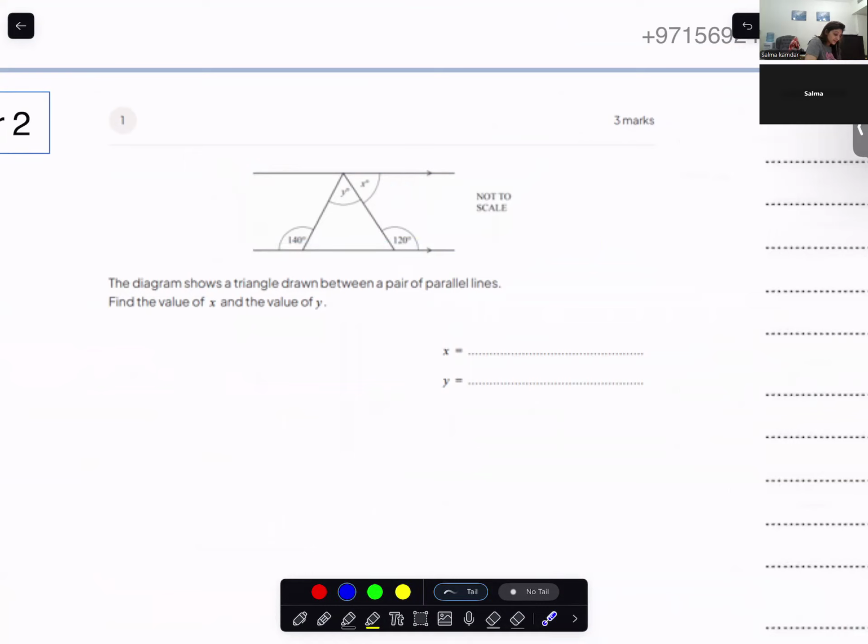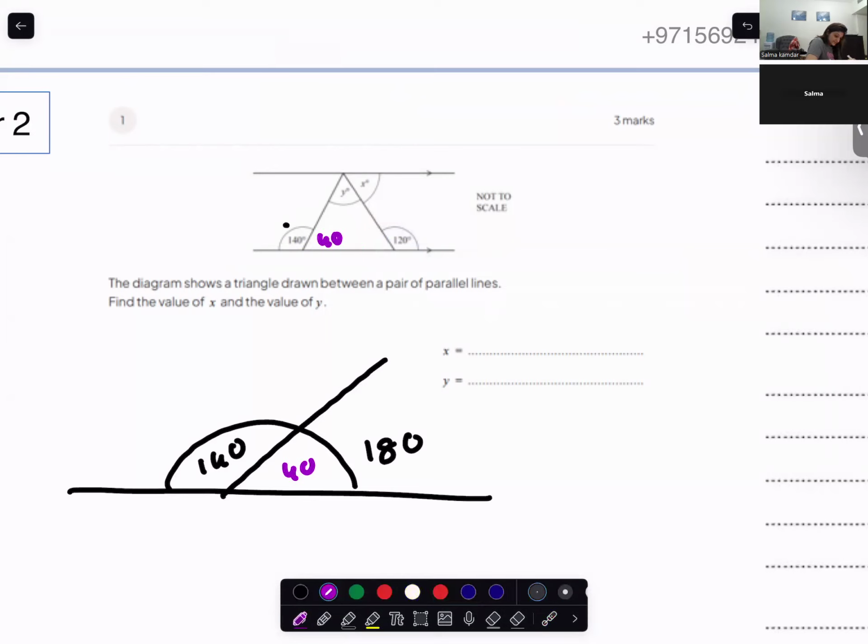But first I will try to trace it with a pair of a straight line. I know angles in a straight line is equal to 180 degrees. So if this is 140, this will become 40. Okay. Similarly, if this is 120, this will become 60. Why will this be 60? Angles in a straight line.